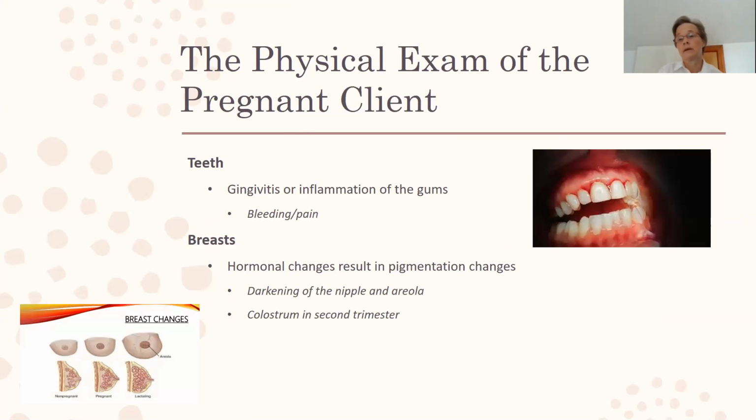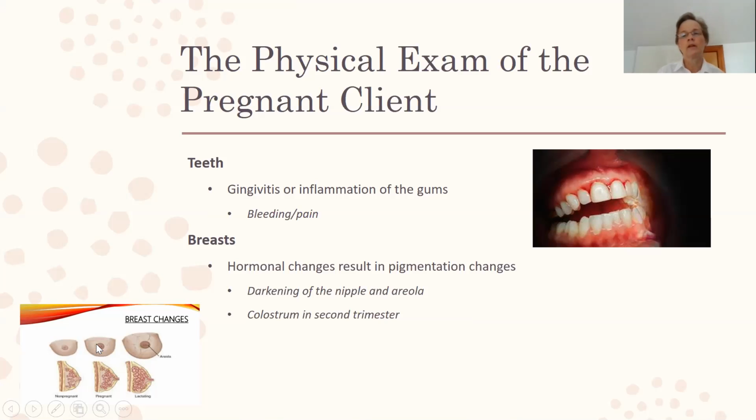While pregnant, patients can develop an inflammation of the gum known as gingivitis, and that can cause some bleeding, as you can see in the picture. Just remember that picture and say to yourself, that's what gingivitis looks like, and it can be more common in the pregnant woman. Breast changes definitely occur, and also something in your basic health assessment you should know.